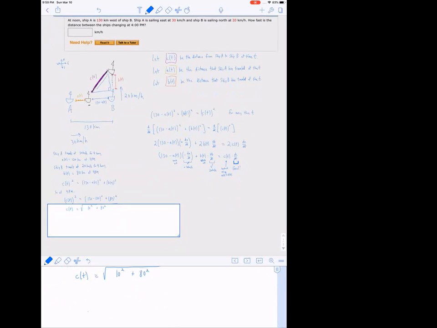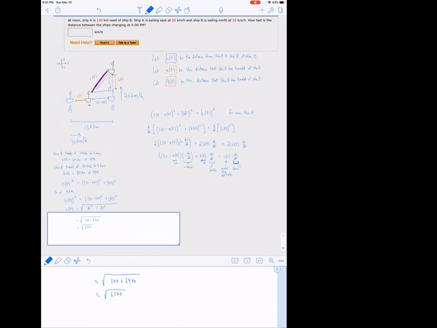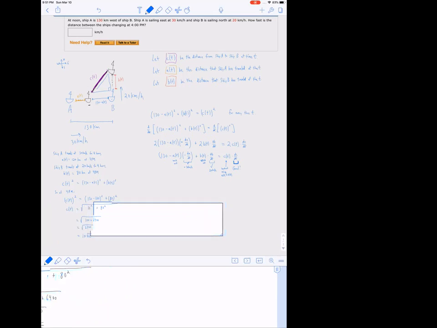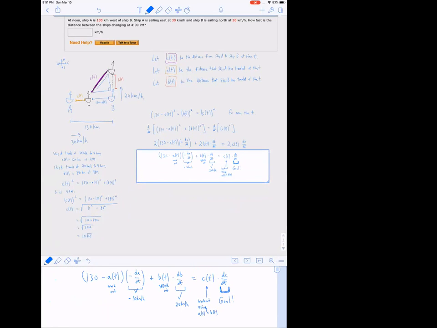All right, let's simplify that. That's the square root of 100 plus 6,400. That is the square root of 6,500. And at the very least, we can factor out a 100 from that. So we'll find that this is 10 times the square root of 65. And I believe that the square root of 65 can't be simplified any further, so we'll leave that there. And now we have all the quantities that we needed to work out in this equation.